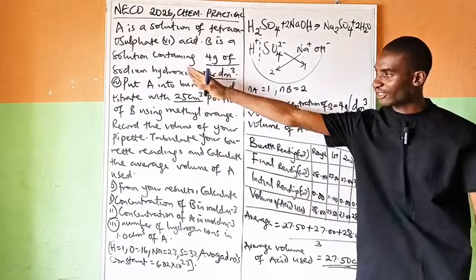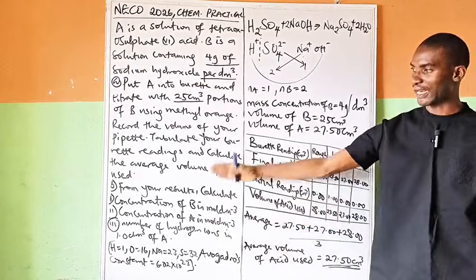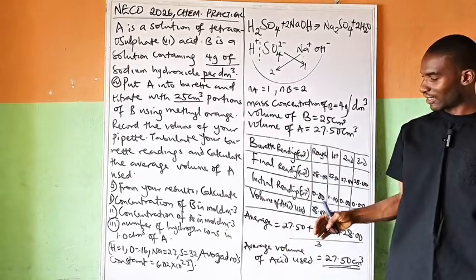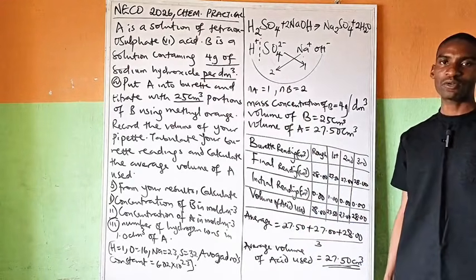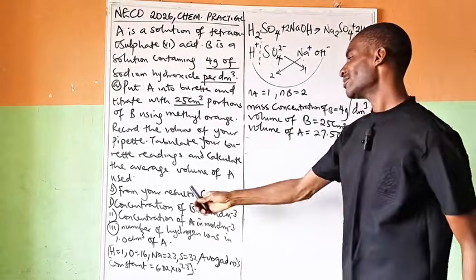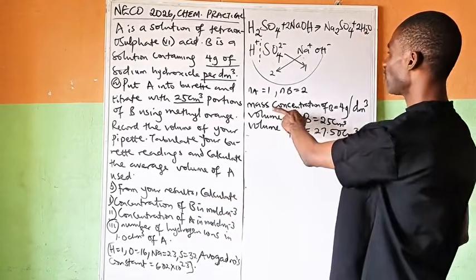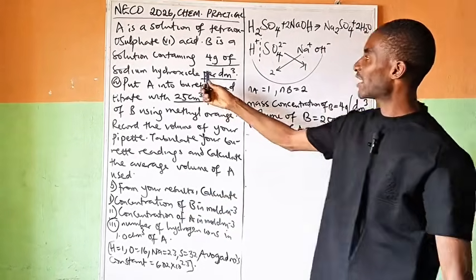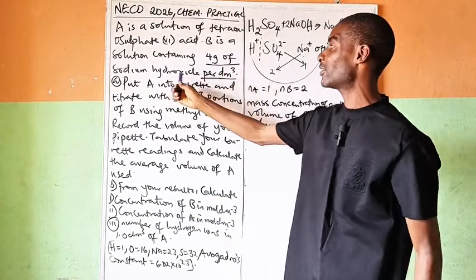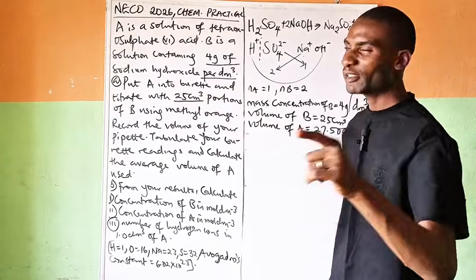Okay, now the next thing is, let's try to tackle the questions that we've been asked, using 27.50 as our average titer value. The next question says, for result, calculate the concentration of B in mole per dm³. Remember, we have the mass concentration of B because we have been given 4 grams of sodium hydroxide per dm³. Let me talk about this.